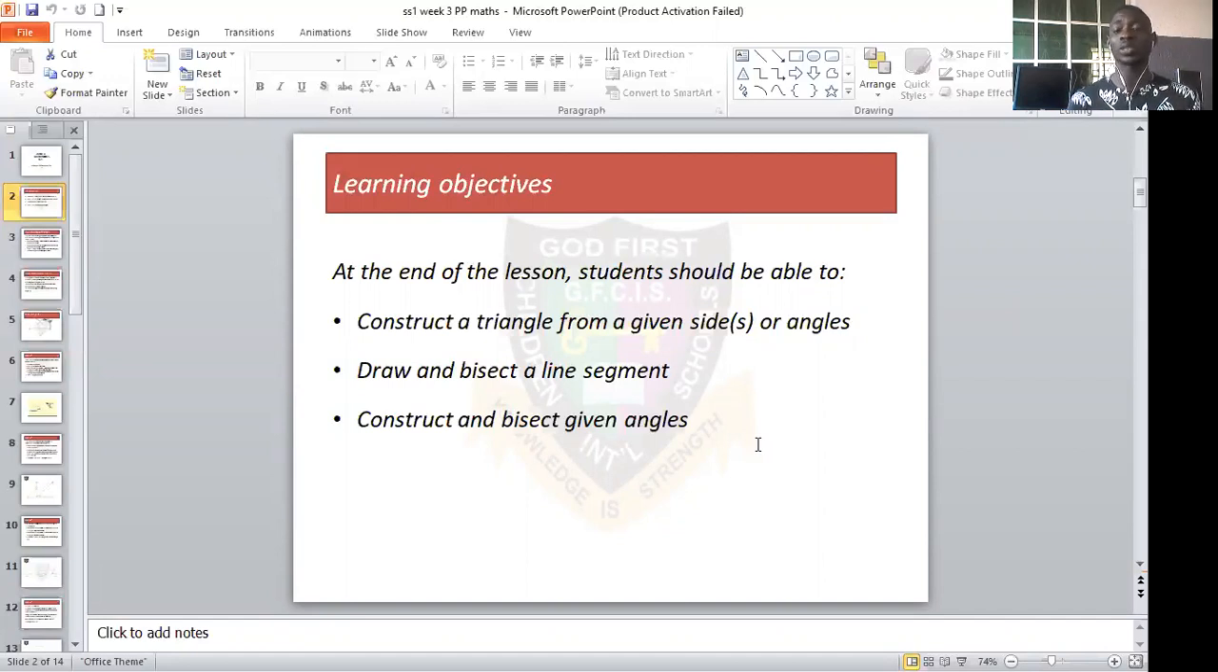Now you will learn how to bisect a line and construct and bisect given angles. I already told you that we'll be looking at angles 90, 45, 60, and 30. So let's go into the topic proper.